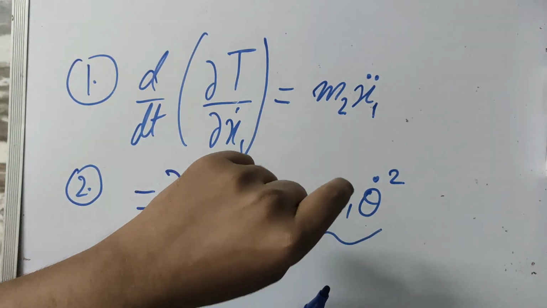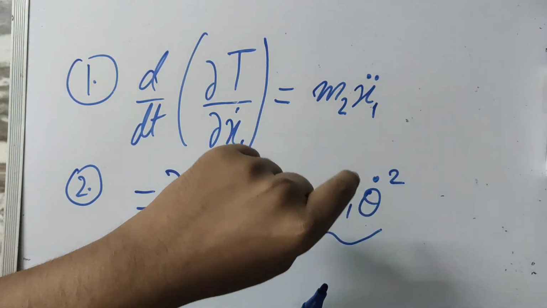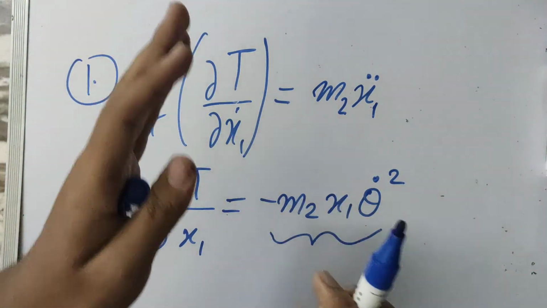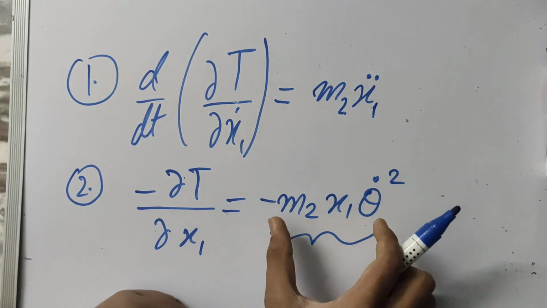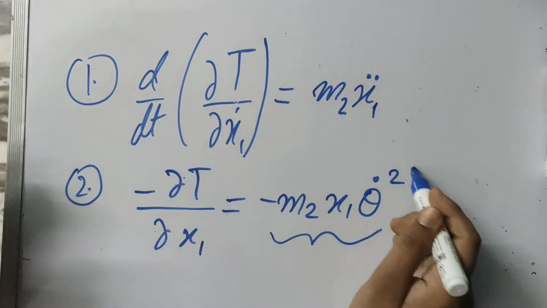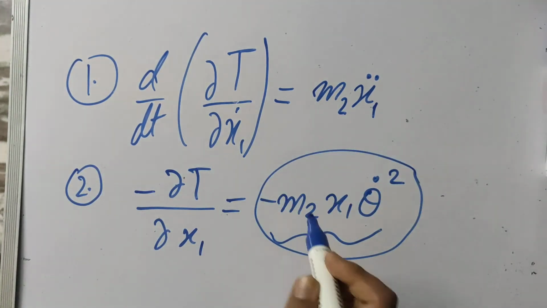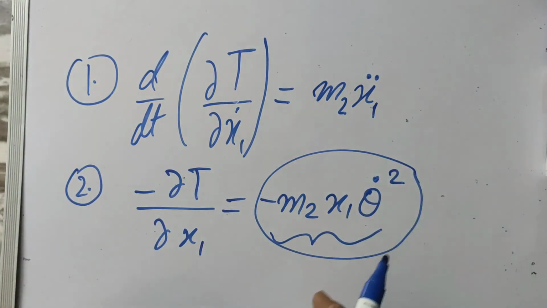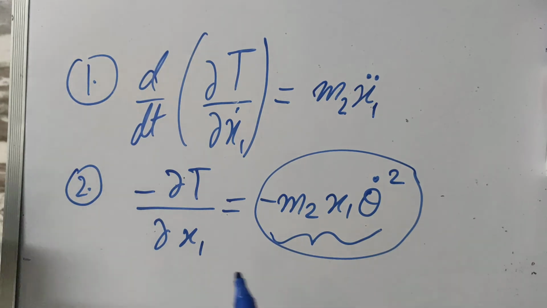Minus m2 x1 theta dot squared basically is m omega square r, the centripetal force expression. This is the centripetal force acting on our system. Now that turns out to be m2 x1 theta dot squared, but the meaning is that centripetal term. This is the centripetal force.